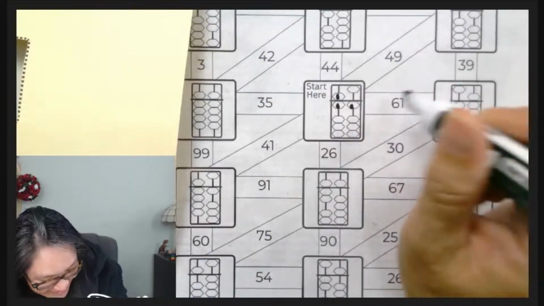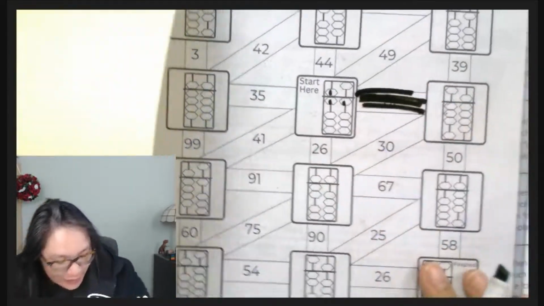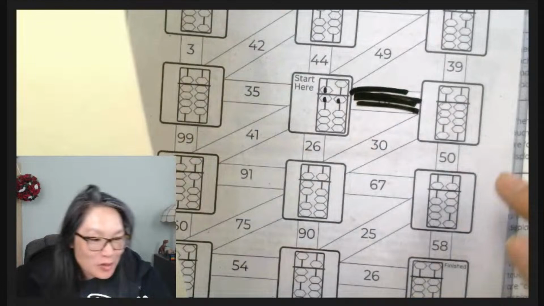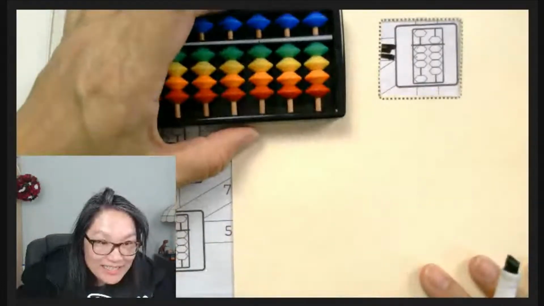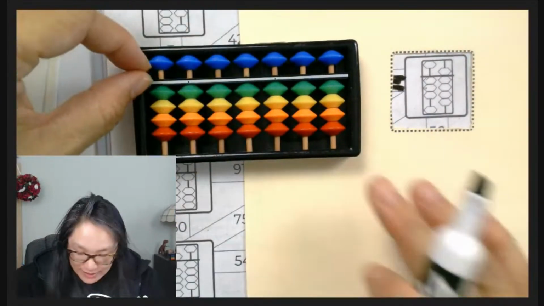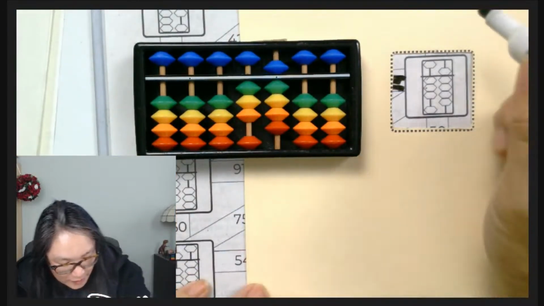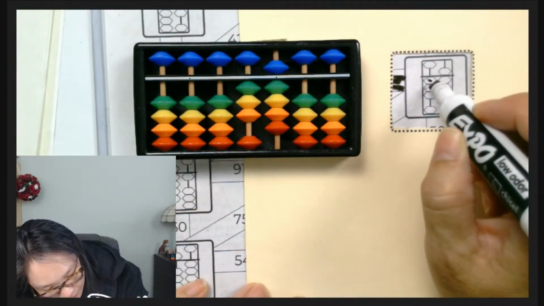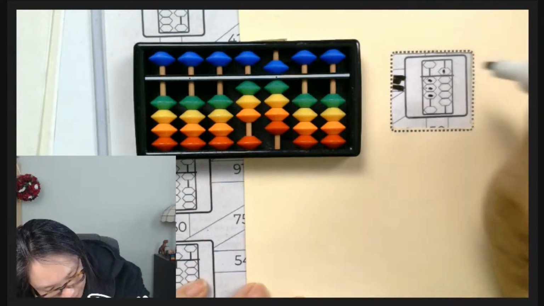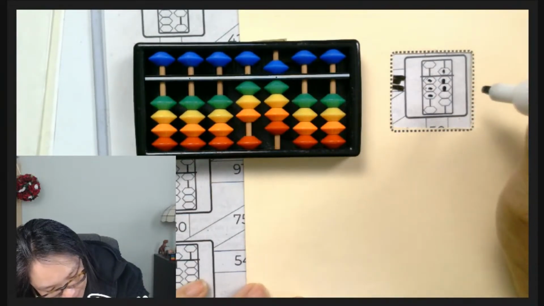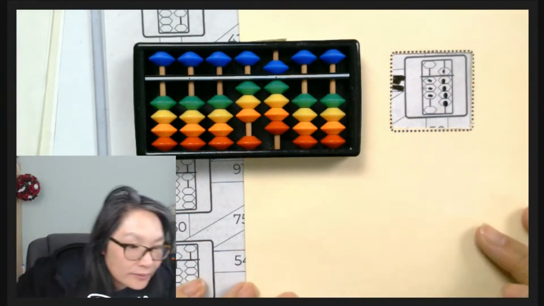So here is 61. So I'm going to color in 61. And what we're doing is we are following a map. We're following a maze. And so what number is this? So we have this number and then this number. So if I color it, 1, 2, 3, and then 5, 6, 7, 8, 9.